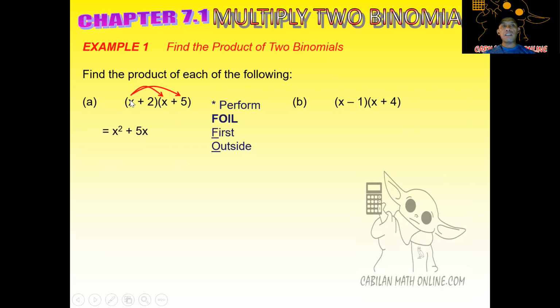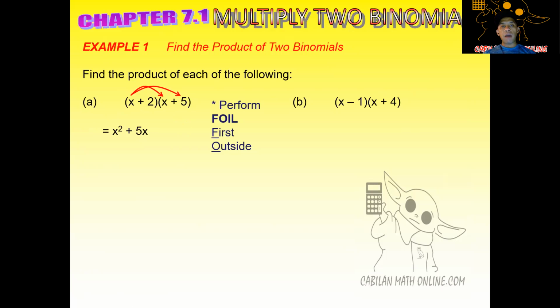So this is what's called first, because you're multiplying the first term in the first bracket to the first term in the second bracket. And it's outside, just as a reminder that you're going to take this first term and then multiply it to the second term in the second bracket. So those are the first two steps.